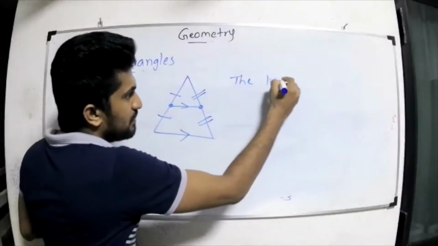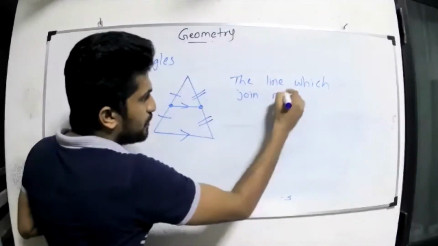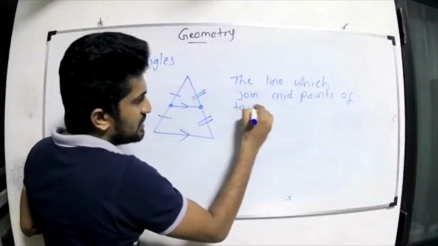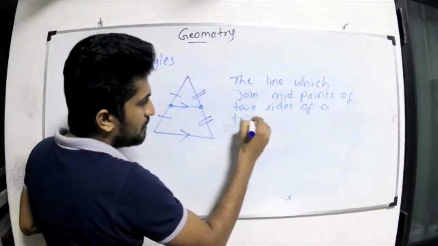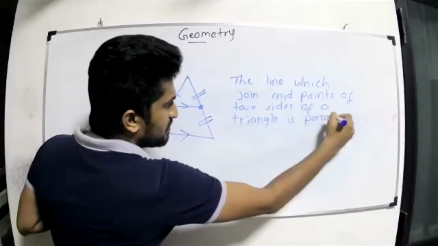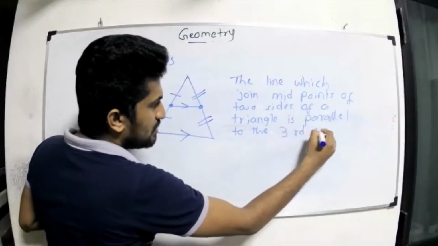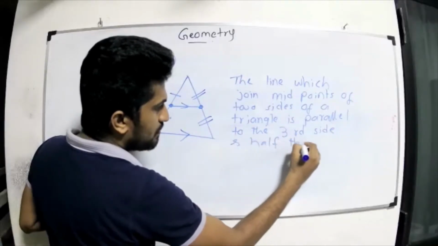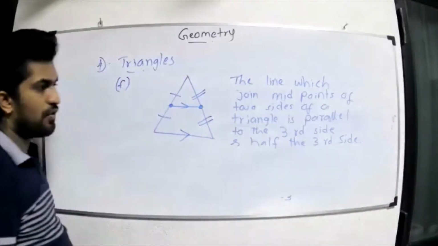The line which joins midpoints of two sides of a triangle is parallel to the third side and half of the third side.